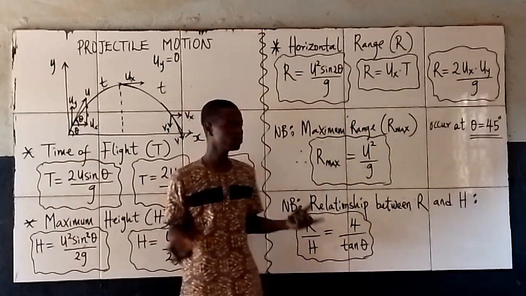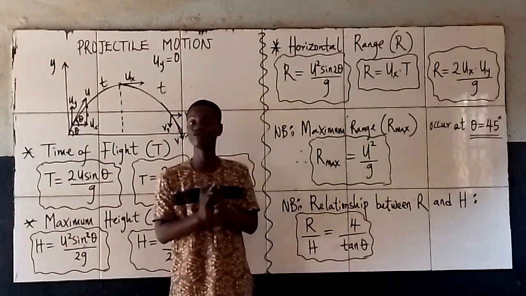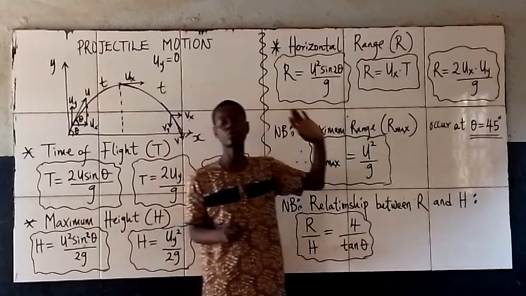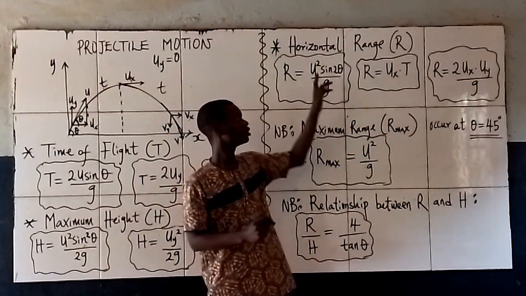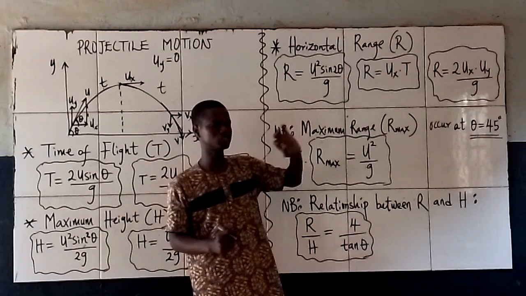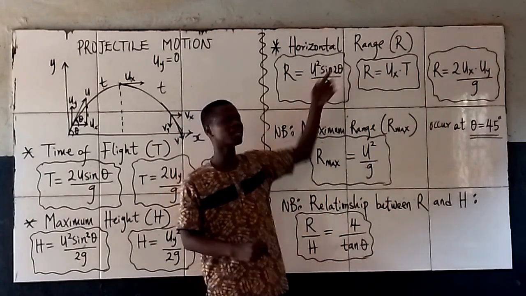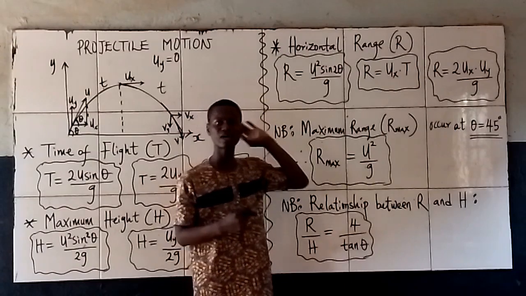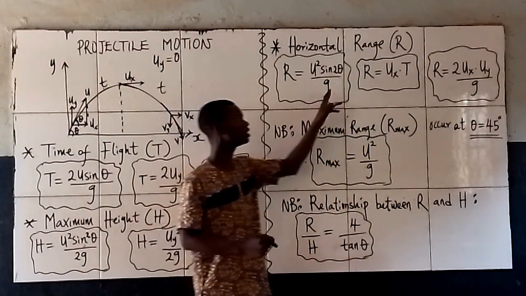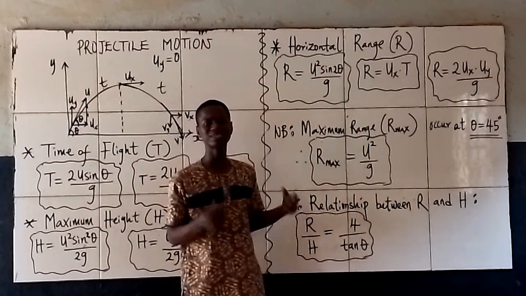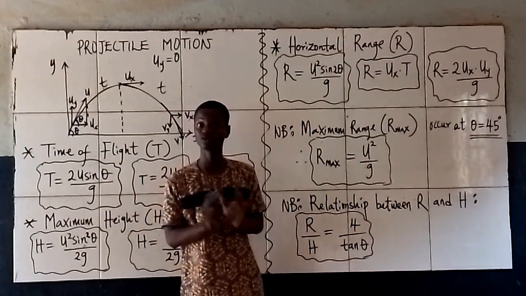Now there are formulas you can use to get your range depending on the variables given. The first and most common formula is range R equals u²sin2θ over g. Now we analyze, your u is your what? Initial velocity. Theta, like we all know, is the angle or the direction at which the body was projected. Then the gravity, like we know, is usually 10 or let's say 9.8 depending on the one they gave.